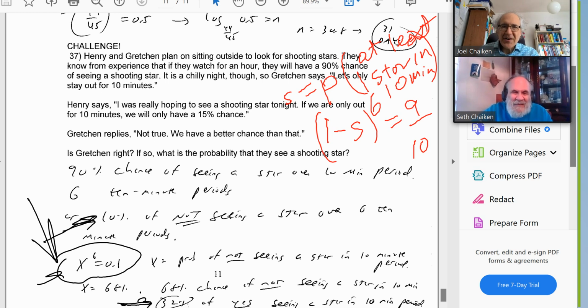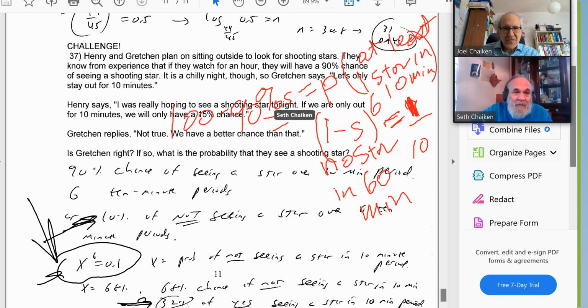Sorry, it's a 90% chance you will see a star in an hour. So it's the complement of that. Erase everything and do it again. So this is the probability of seeing no star in 60 minutes, and that equals 100% minus 90%, which is 10%, which is 1/10.